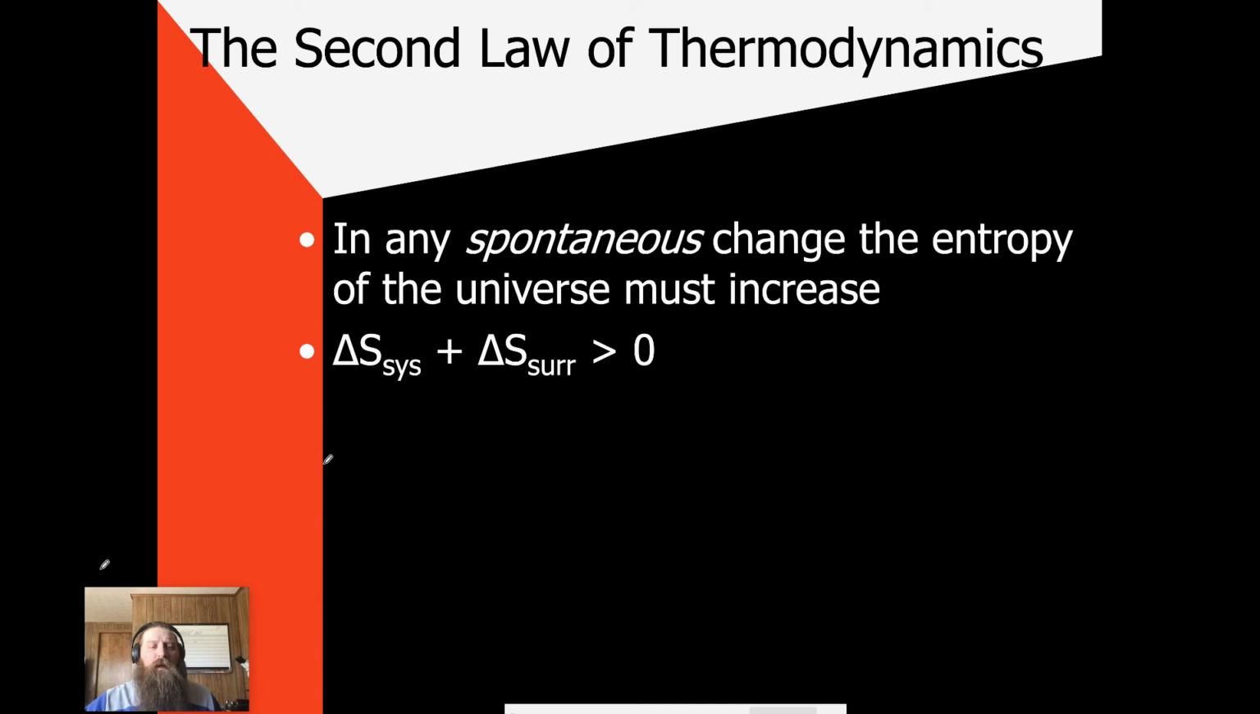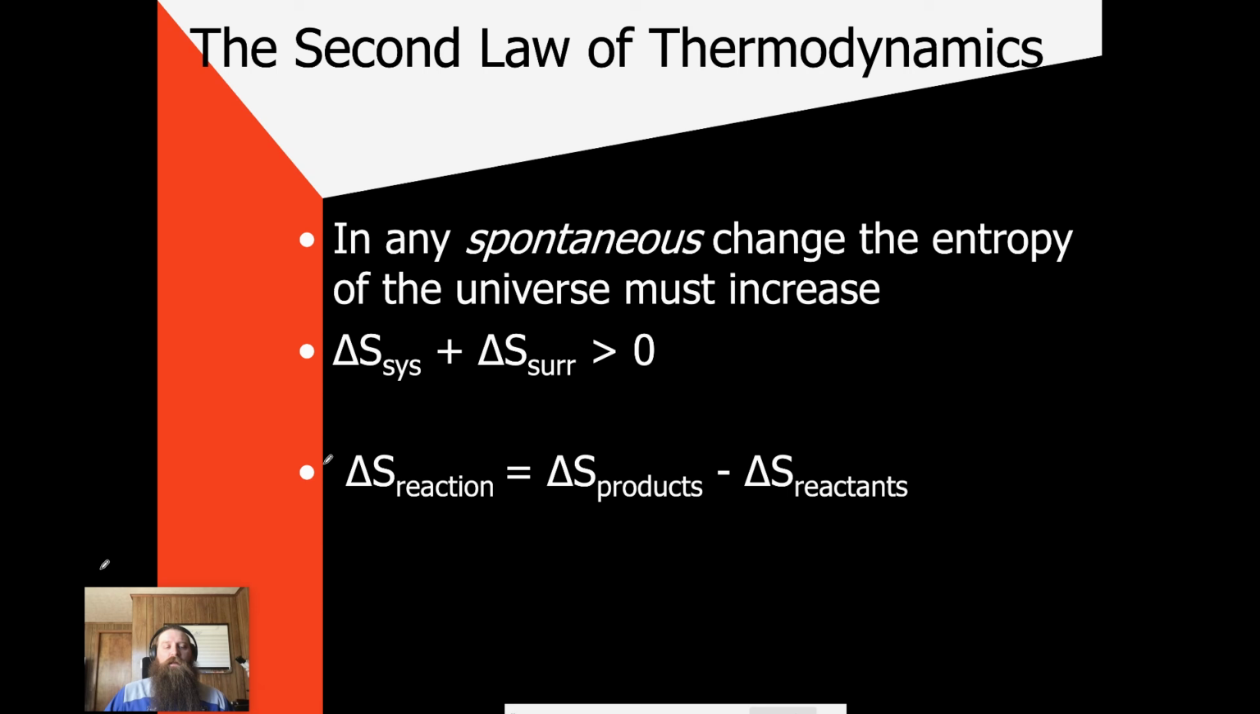So the delta S of the system, the change in entropy of the system, plus the change in entropy of the surroundings is greater than zero. That's what the second law tells us. It also tells us that the entropy of a reaction is going to equal the entropy of the products minus the entropy of the reactants.